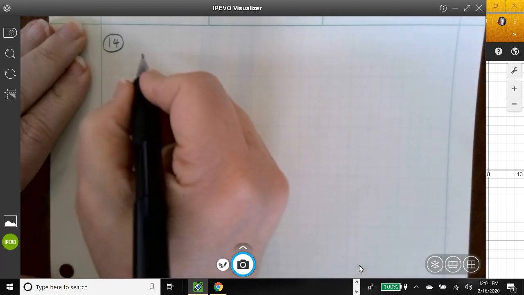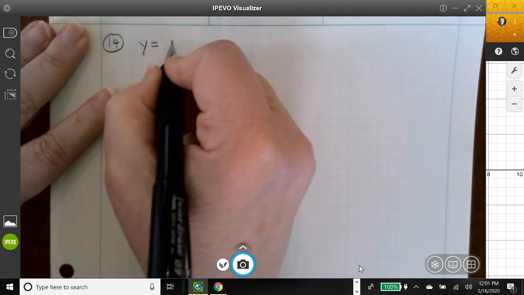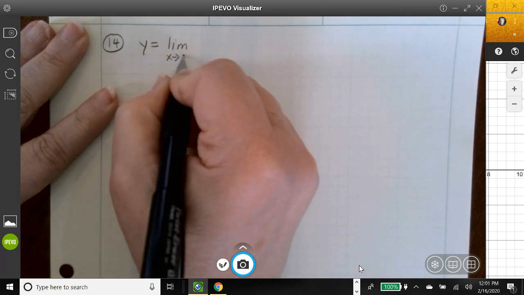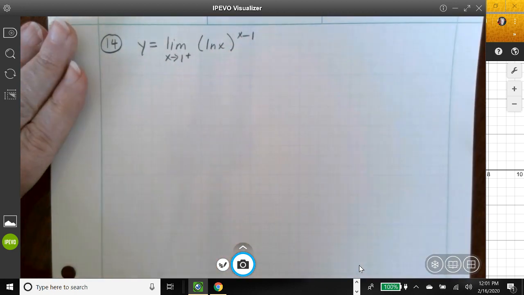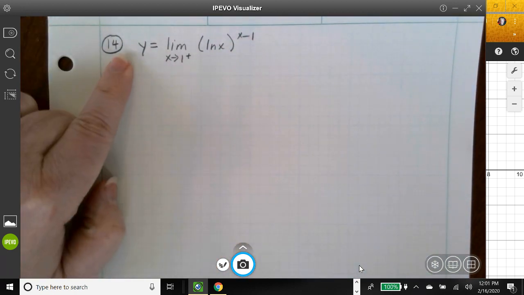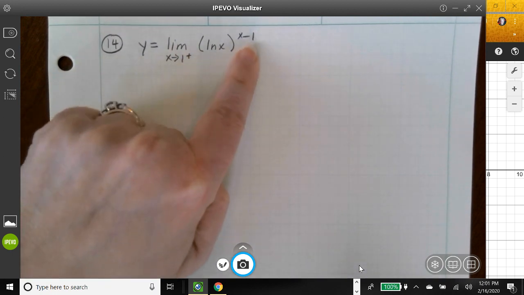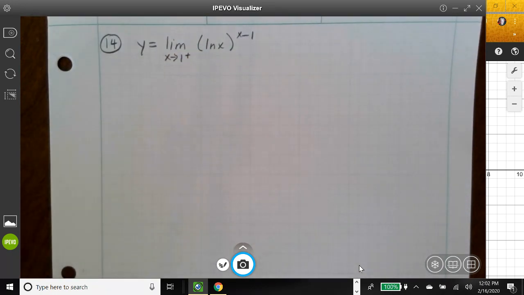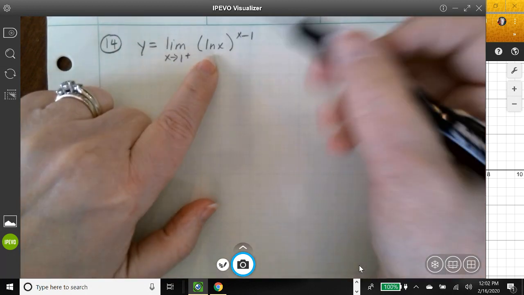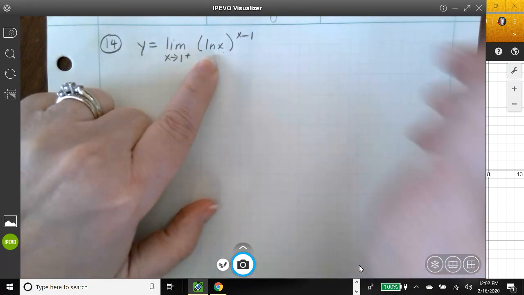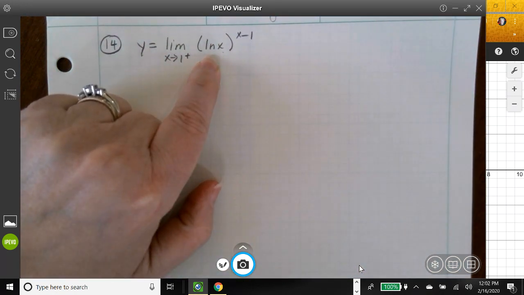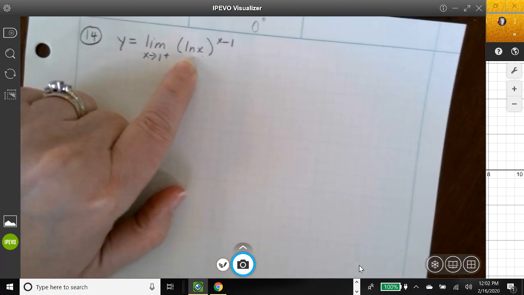Number 14, y equals the limit as x approaches 1 from the plus side of the natural log of x raised to the x minus 1. Now I took the liberty of making this y equals already because I have a function raised to a function. And what happens if I plug 1 in here? Well, I get the natural log of 1 is 0, and this one is 0 to the 0. So we're going to see if 0 to the 0 equals 1 or something else, or 0.